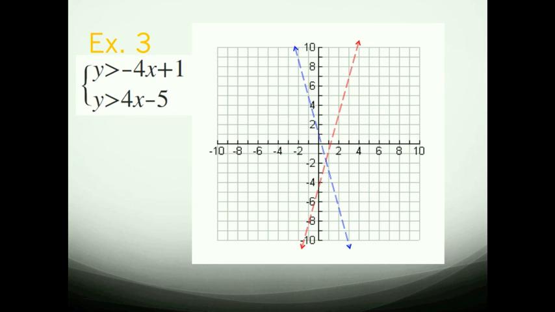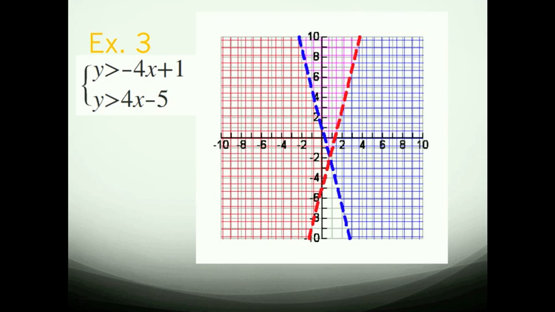Example 3, you have this system, y is greater than negative 4x plus 1, and then y is greater than 4x minus 5. Again, you can see the first one, negative 4x plus 1, is in blue, going through the y-intercept of 1 in the negative direction. The second one in red, also a dashed line, has a slope of 4 going through negative 5. When we shade them, both are going to be shaded above the lines. The blue is shaded this direction. The red is shaded this direction. The common area is right there. So again, the solution to this system of inequalities is this pink area.